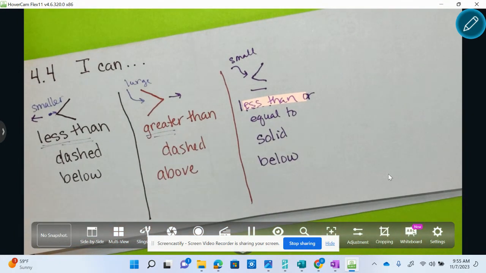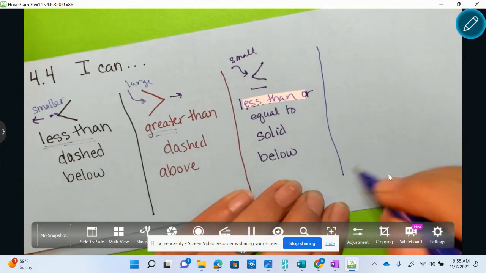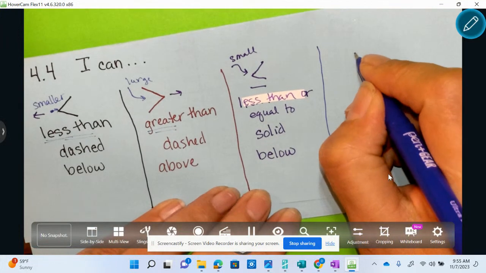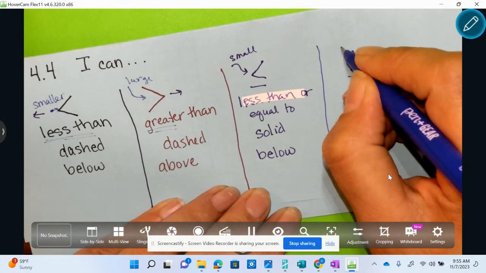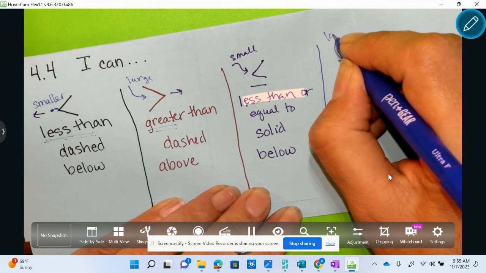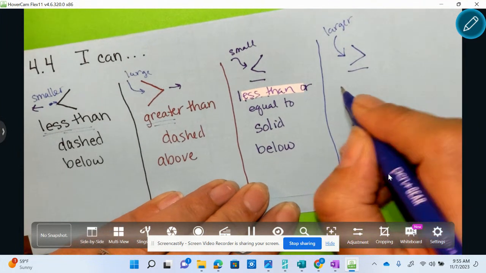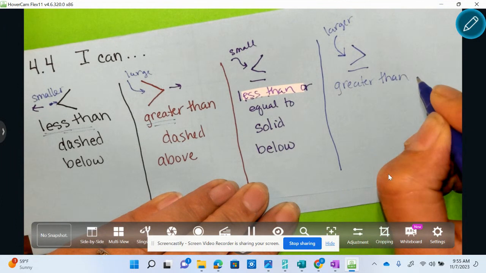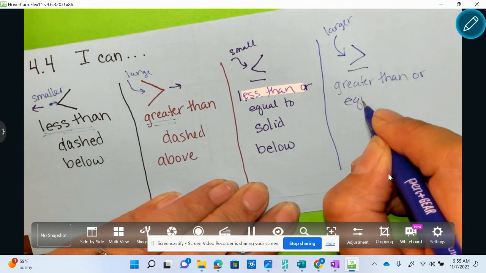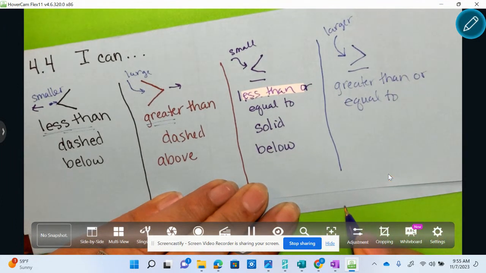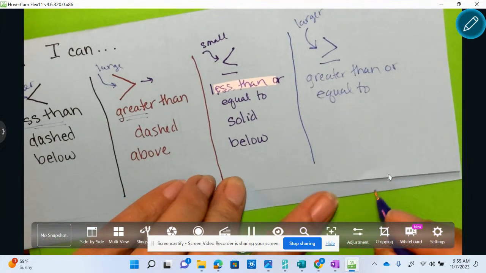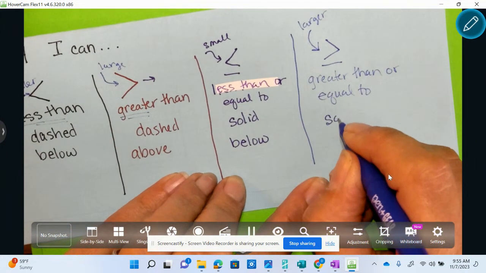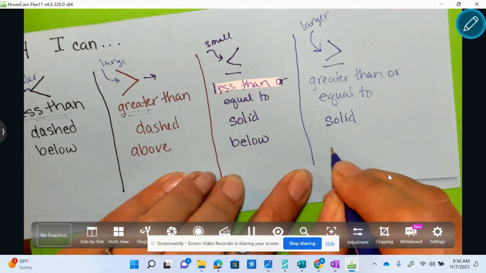So we just have one more that we need to talk about, right? And that last one is greater than or equal to. So that symbol looks like this. Notice that the larger side comes first. That's how I know it's the greater than or equal to. So is my line going to be solid or dashed? Shade above or below?